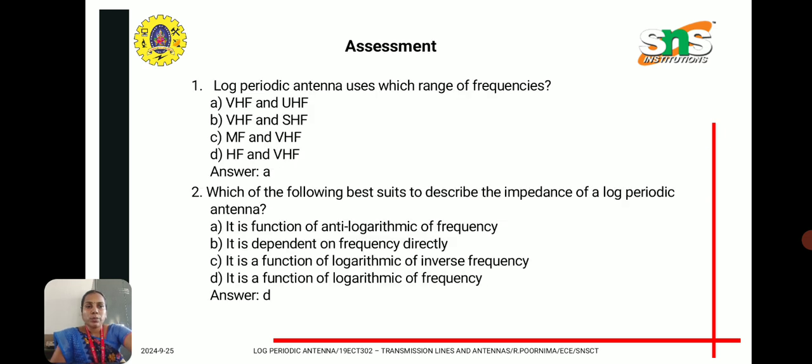So these are the assessment questions. Log periodic array uses which range of frequencies? The answer is option A, VHF and UHF. Which of the following best describes the impedance of a log periodic antenna? Option D is the answer. It is a function of the logarithm of frequency.